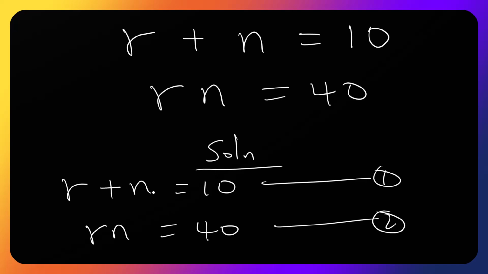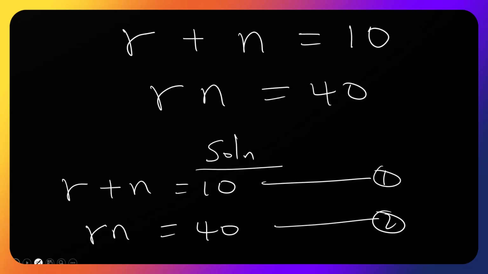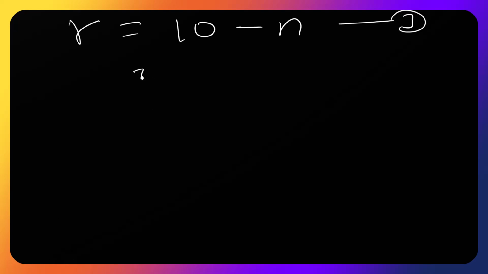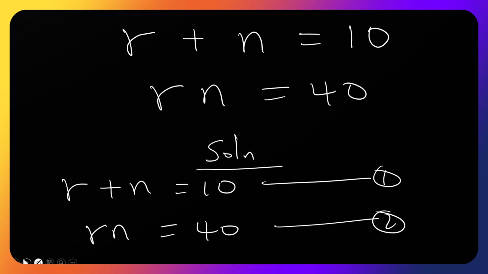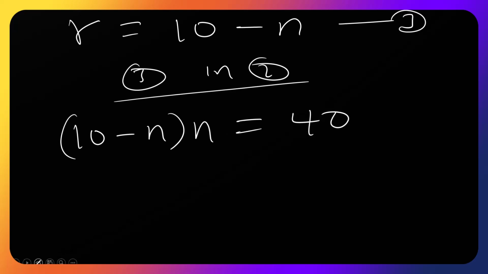Now from equation 1, let's make one of the variables the subject. I prefer making R the subject. So my R will be 10 minus N. That will be the third equation. So let's put 3 into 2. Remember we have RN, so RN will be (10 minus N) times N equals 40.